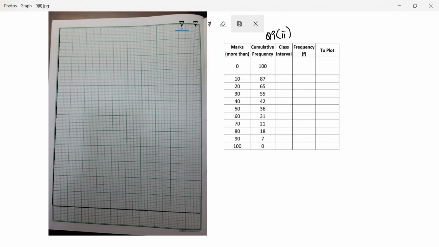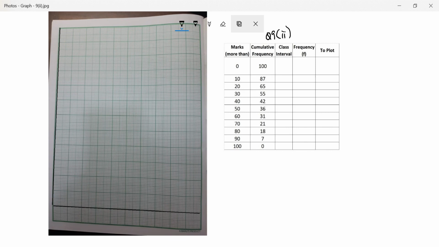Hi students, this is question number 9 part 2, the last question of this exercise that we do. Again, construct a frequency distribution table for each of the following distributions. We've done this kind of question in grade 9 as well, but let's still look at it.